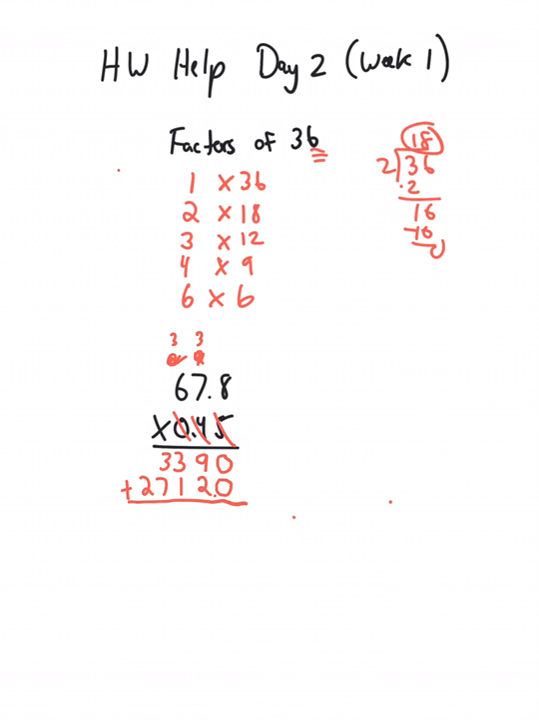Now I'm going to add those up. 0 and 0 is 0. 9 and 2 is 11. Carry the 1. 3, 1 and 1 is 5. 7 and 3 is 10. 2 and 1 is 3.